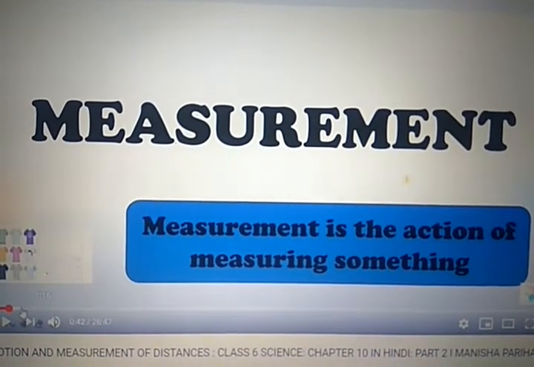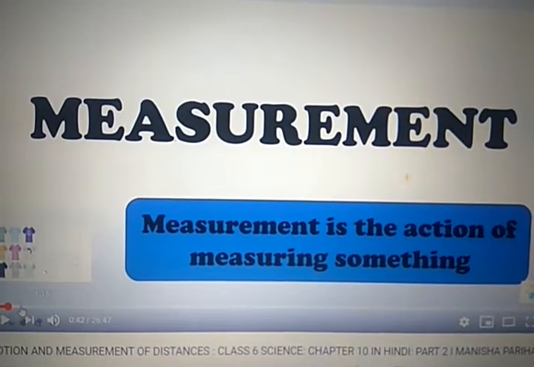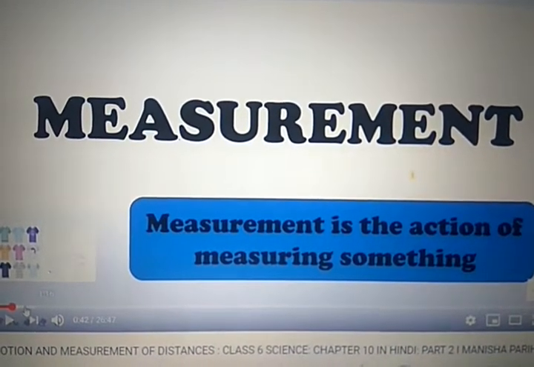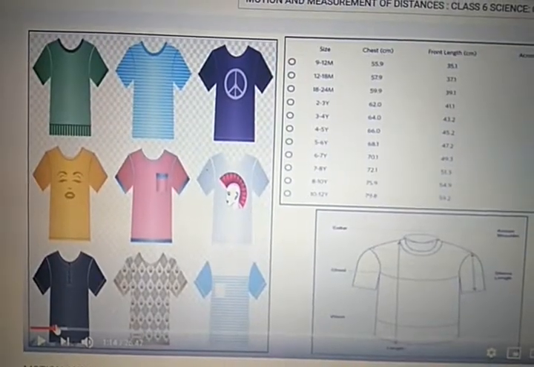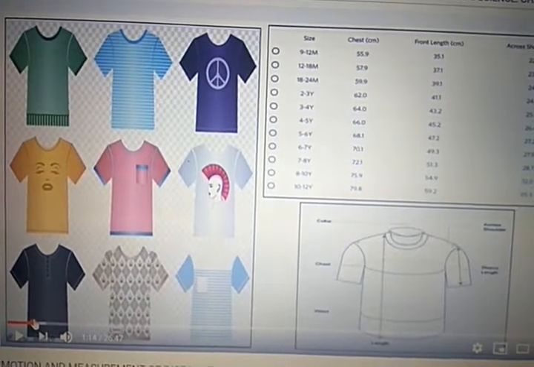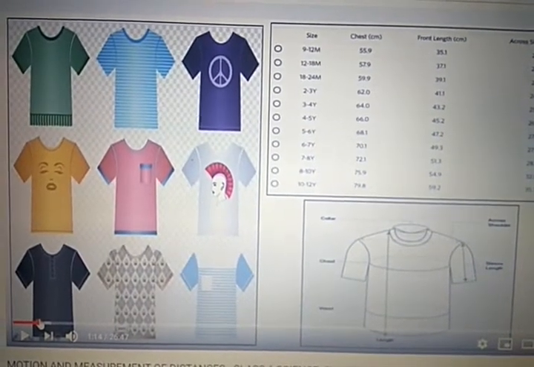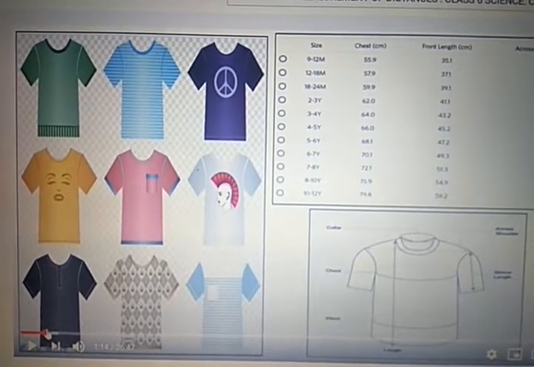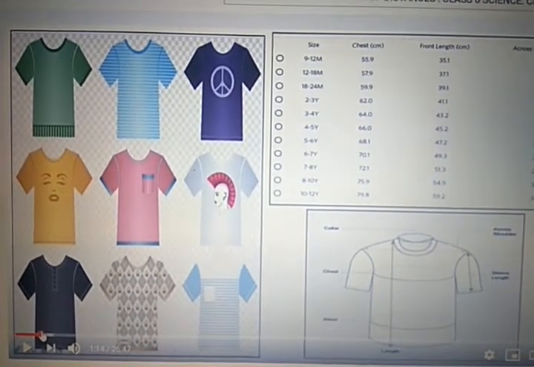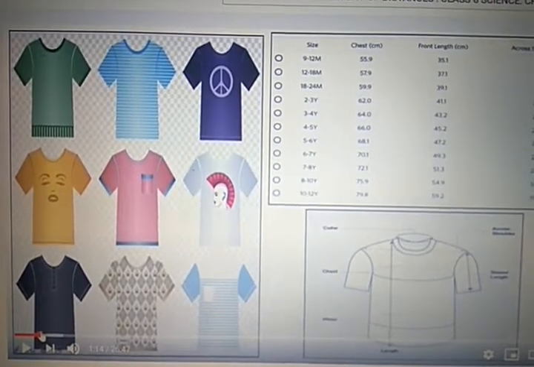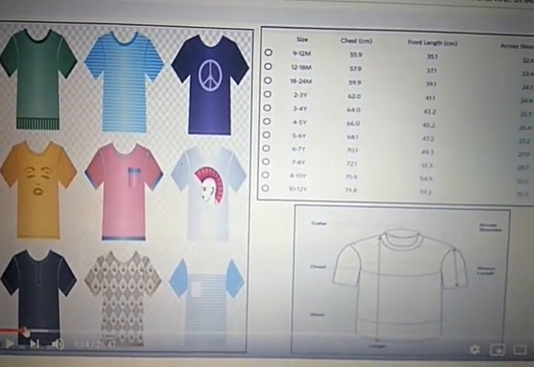Next point, students, measurement. Measurement is the action of measuring something. Here you can see garments, that is t-shirts. If you want to measure the t-shirts, you require measurement. Measurement means you measure something in meter, centimeter, inch, foot, right? You see here.